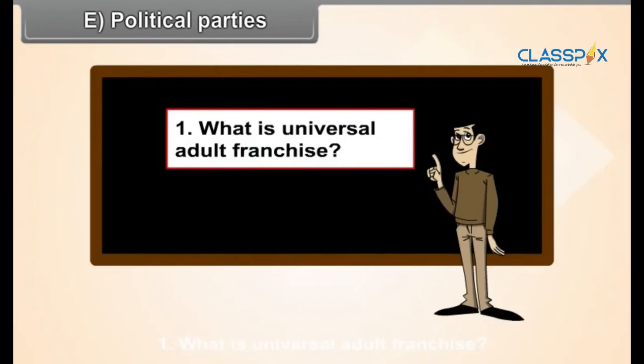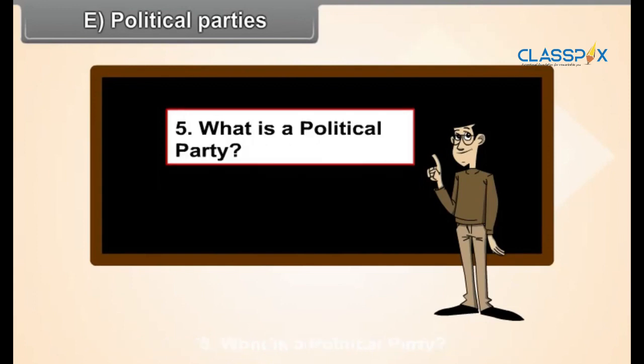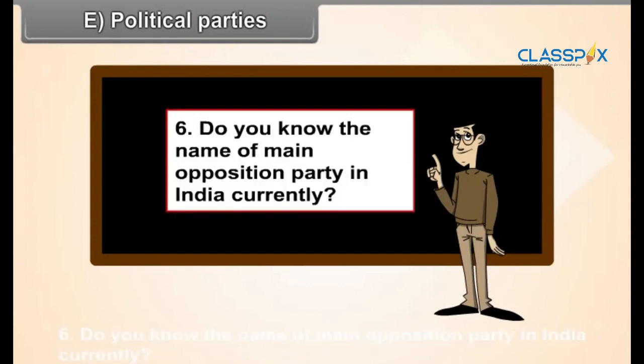First, what is universal adult franchise? Second, what is constituency? Third, what are the conditions for becoming voter? Fourth, what are the conditions for becoming candidate? Fifth, what is a political party? Sixth, do you know the name of main opposition party in India currently?